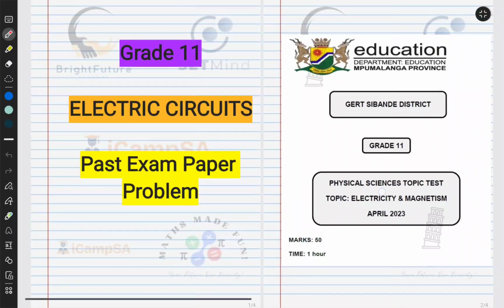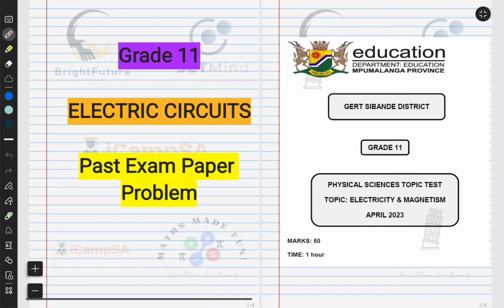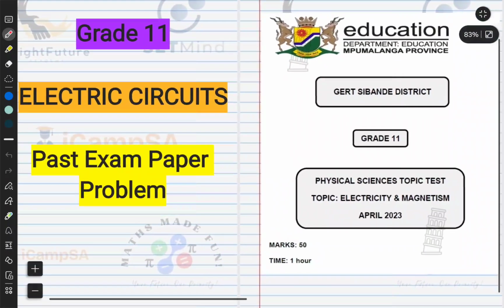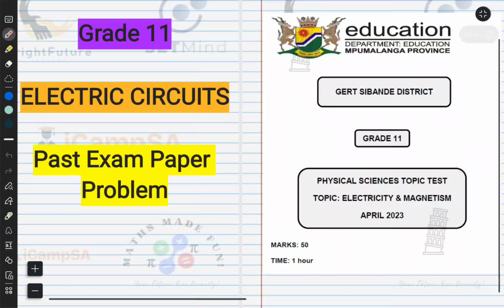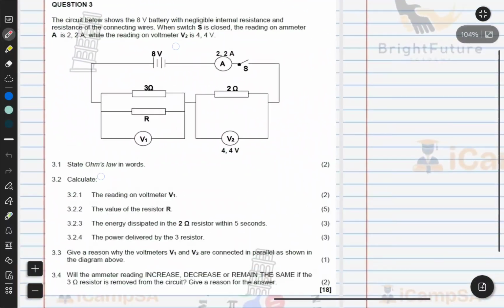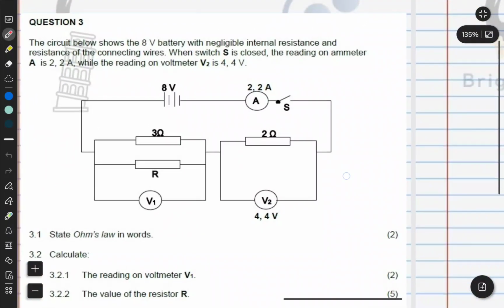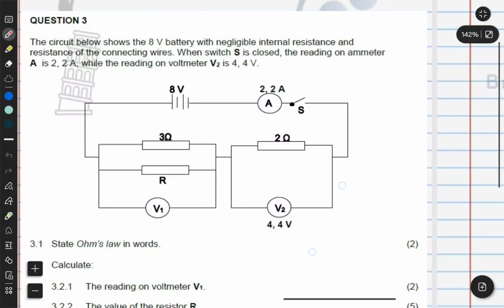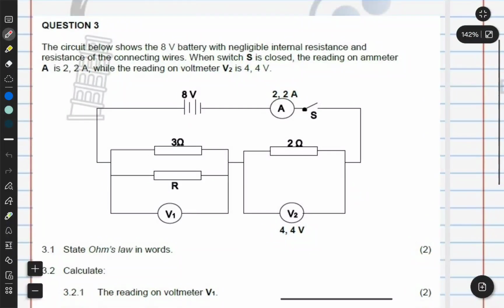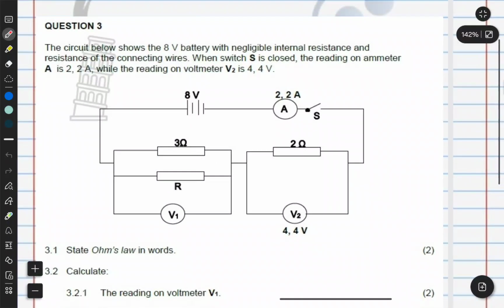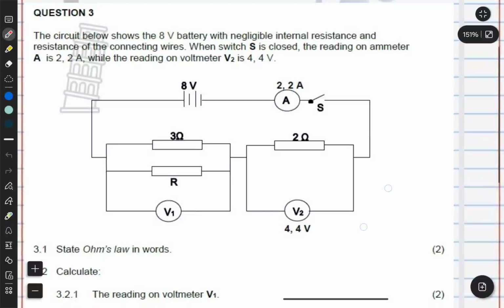So here we have a past paper problem. The main focus for today's video is on electric circuits. This is just a past paper problem on electric circuits, Gert Sibande from April 2023, right? Now, this was question 3 on this topic test.